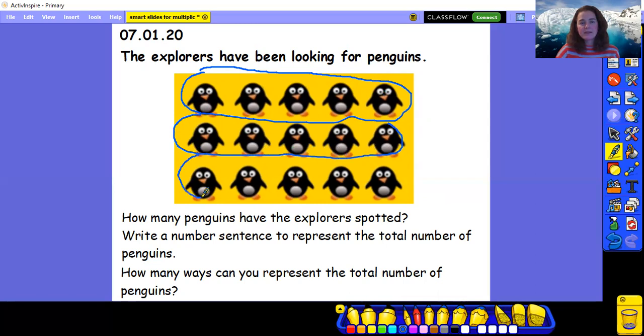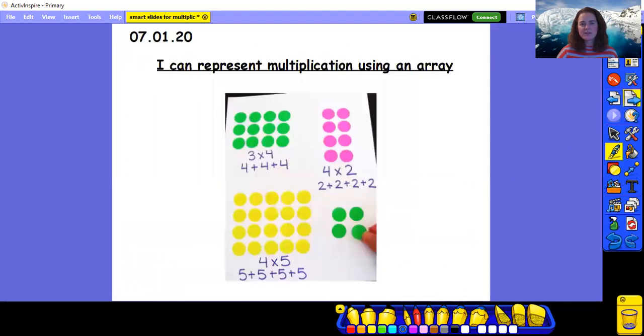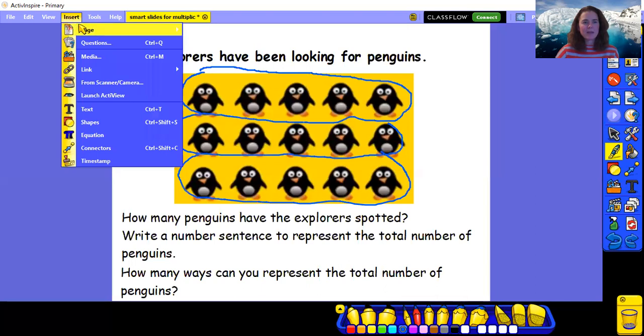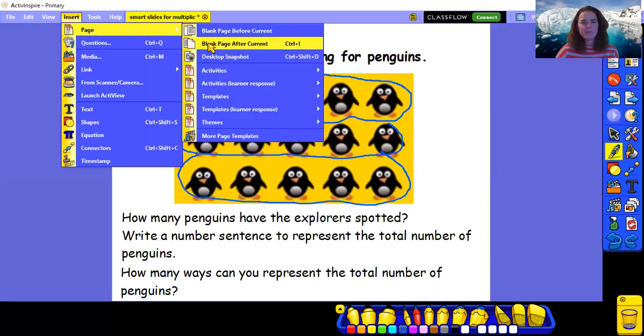And another equal group of 5. Here we go. Okay, so I've got 3 equal groups of 5. So how could I write that as a number sentence? What could I do? Let's see if I've got a blank piece of paper. No, I haven't. Let me just put a blank piece of paper up. Okay.